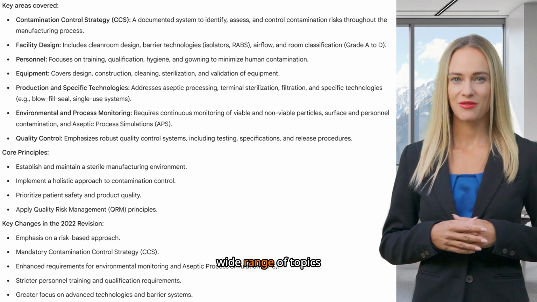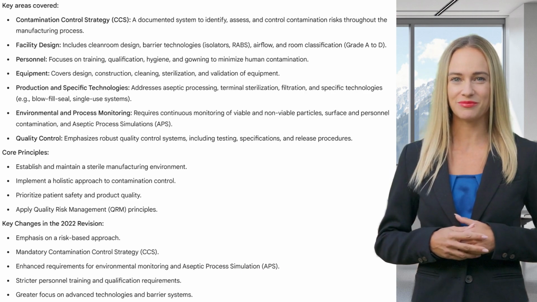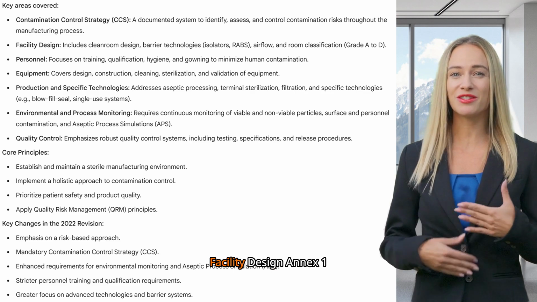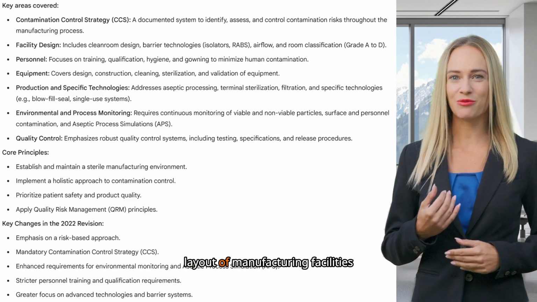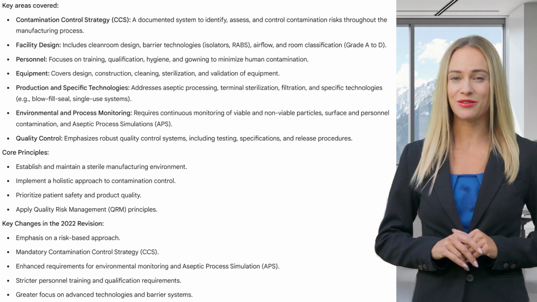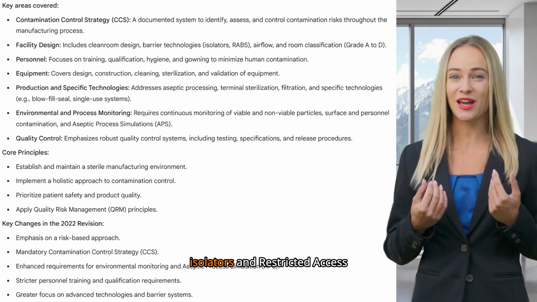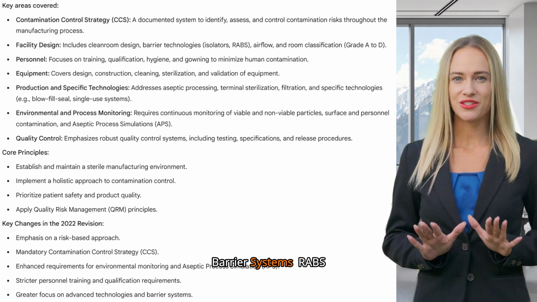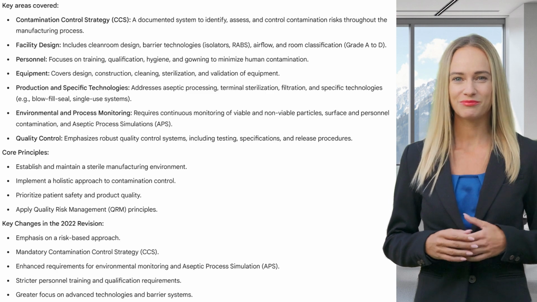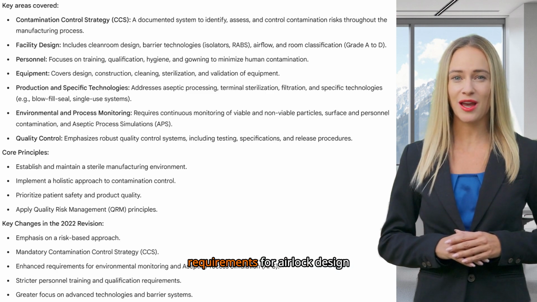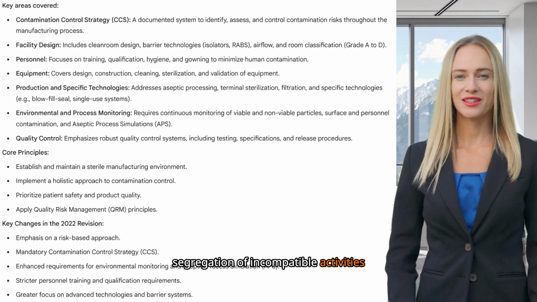Annex 1 covers a wide range of topics, providing detailed requirements for every stage of sterile manufacturing. Here are some key areas. Facility design. Annex 1 places a strong emphasis on the design and layout of manufacturing facilities. This includes the design of clean rooms, the use of barrier technologies, like isolators and restricted access barrier systems, RABS, and the control of airflow and pressure differentials. For instance, it specifies requirements for airlock design, surface finishes, and the segregation of incompatible activities.